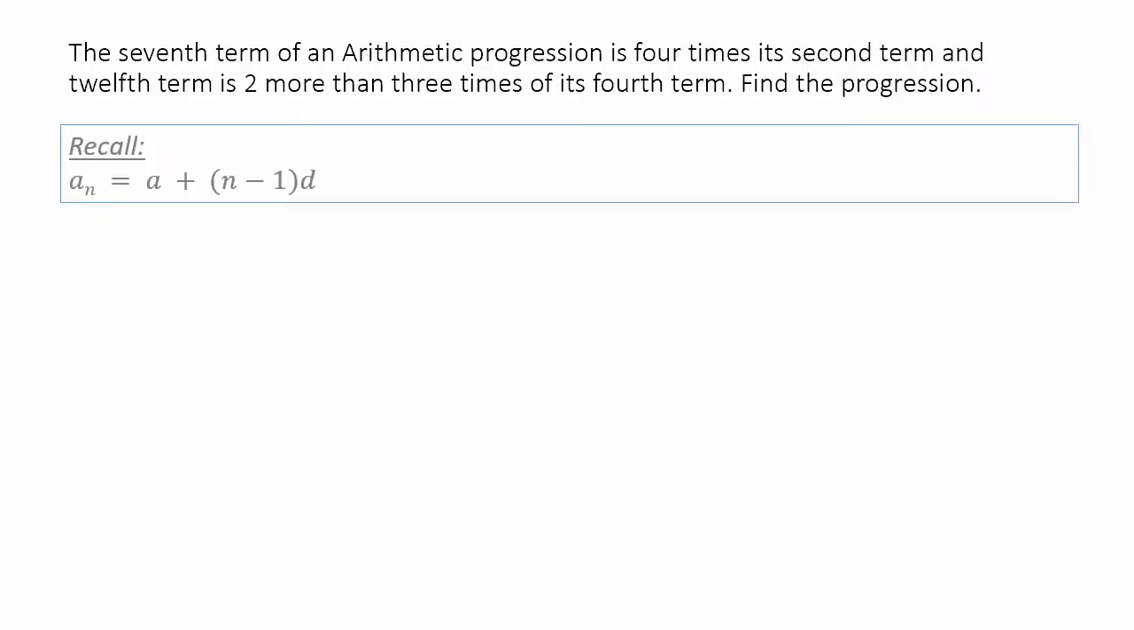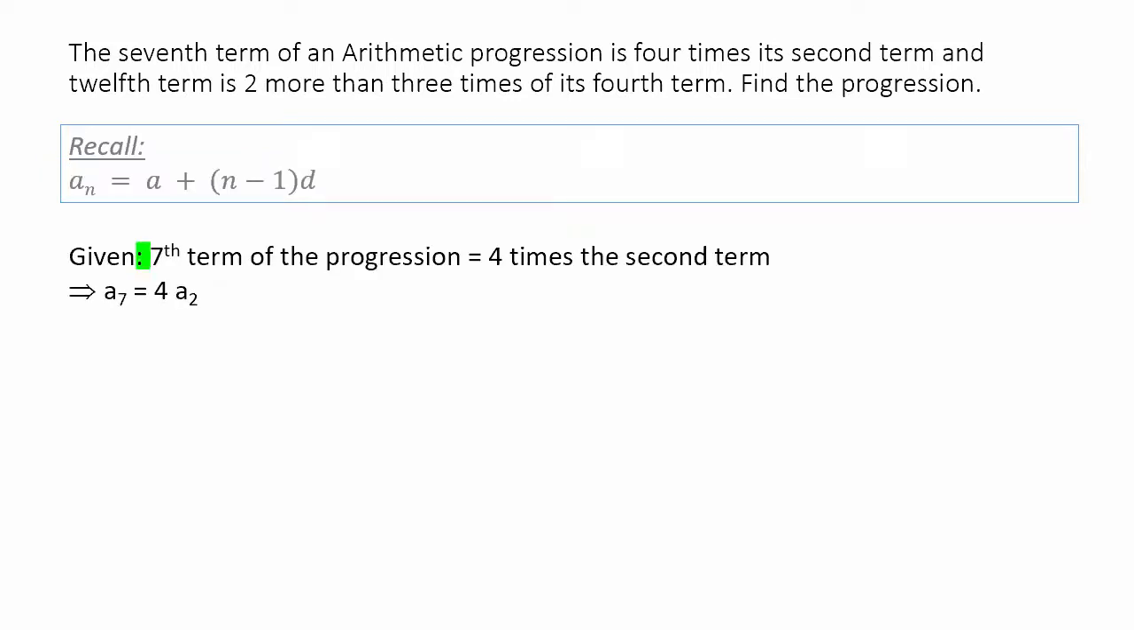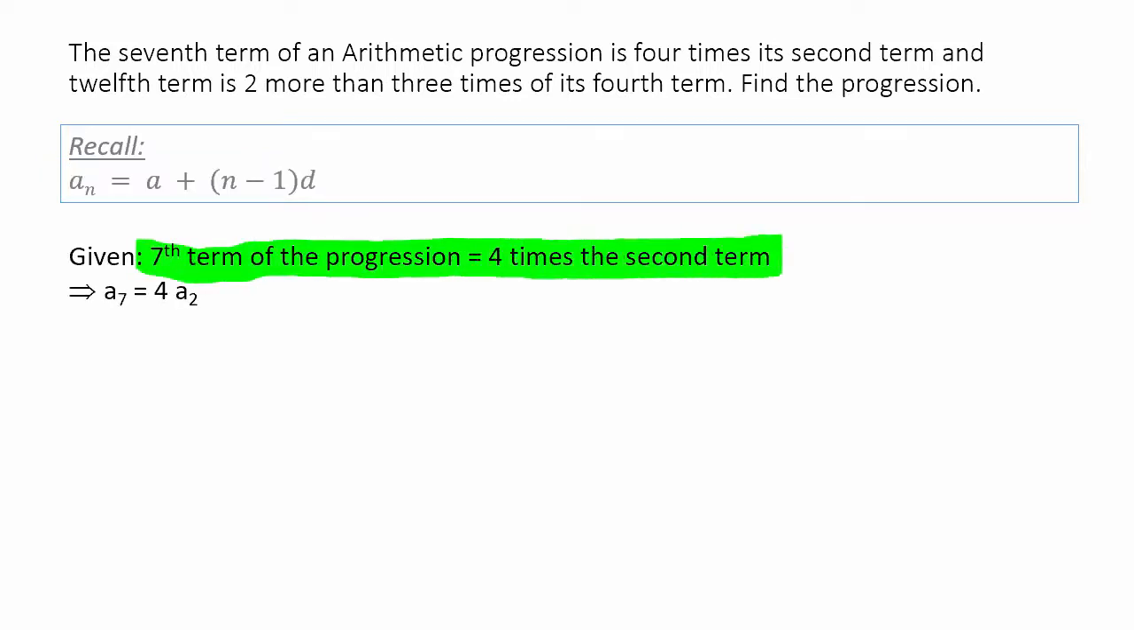To solve this problem we need to remember the standard equation. This is very important to remember. Let's take the first part of the relationship. They have said that the 7th term of the progression is 4 times the 2nd term. If I write it in A7 and A2 form, A7 is 4 times A2.